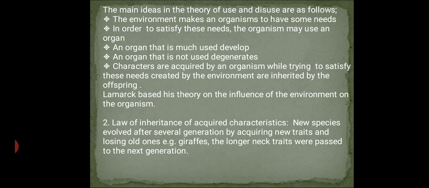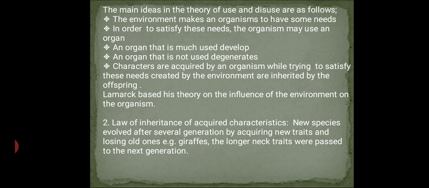The main idea of this theory of use and disuse is as follows. He made us understand that the environment makes an organism have some need. I've explained this before, that the giraffe, because of the environment where it lives, because of famine, droughts, no green vegetation, developed in order to feed itself, because the environment has created a need, which is a need to look for grass, a need to look for leaves to feed the young one.